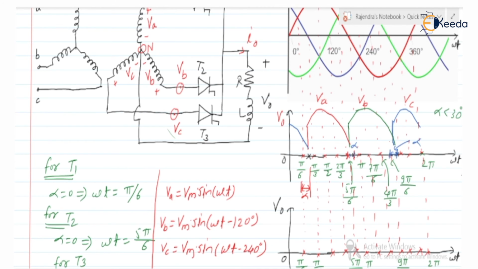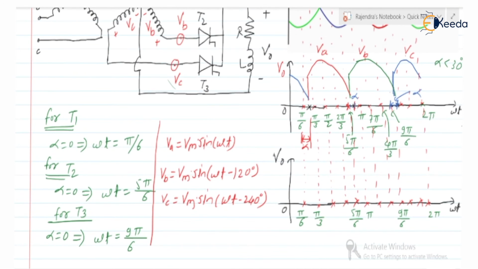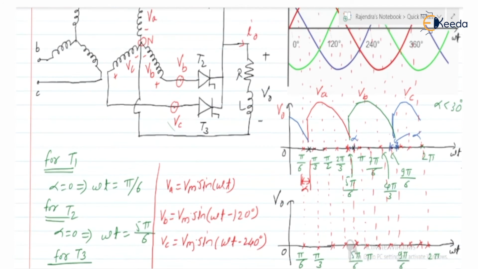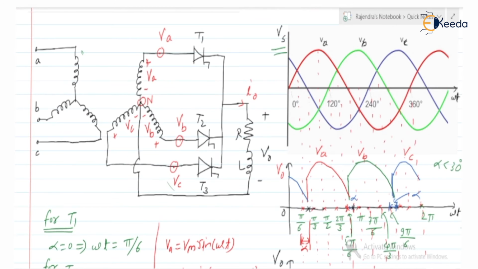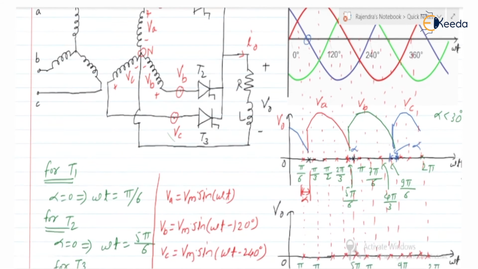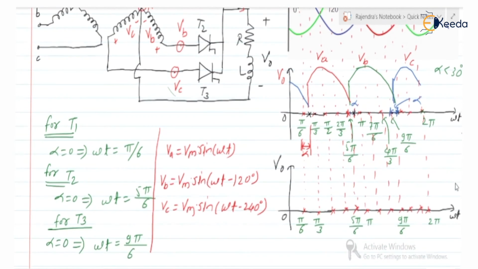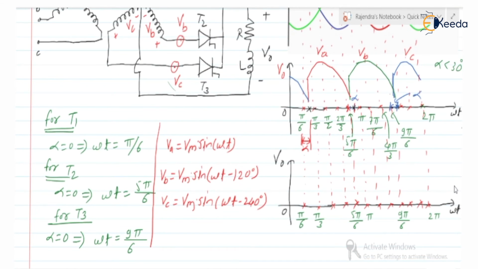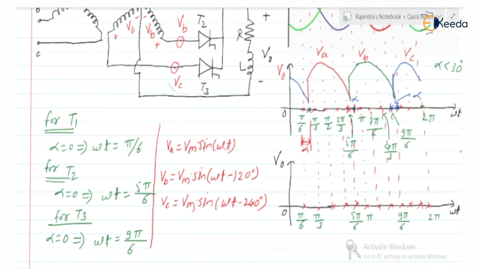This is for alpha less than 30 degree. But for alpha greater than 30 degree, what will happen? If you recall the purely resistive load for alpha greater than 30 degree, after omega t is equal to pi by 3, Vc becomes negative. So due to that thyristor T3 turns off. During omega t is equal to pi by 3 till the thyristor T1 turns on, during that interval, none of the thyristors were in the conduction mode.